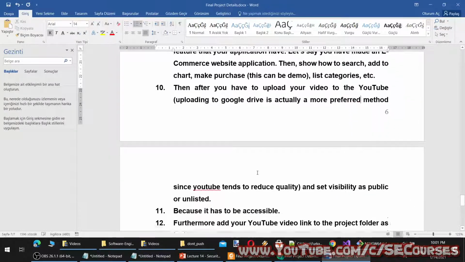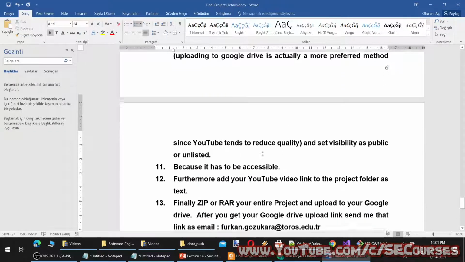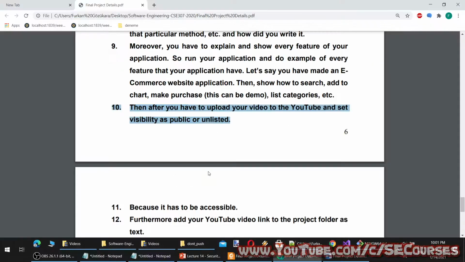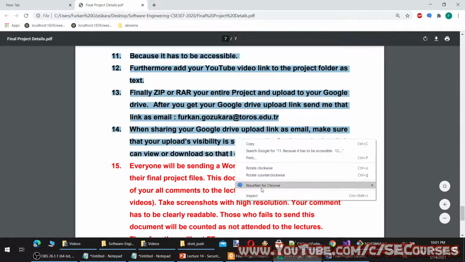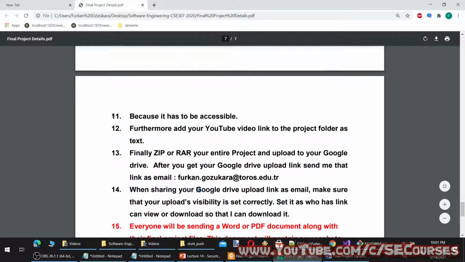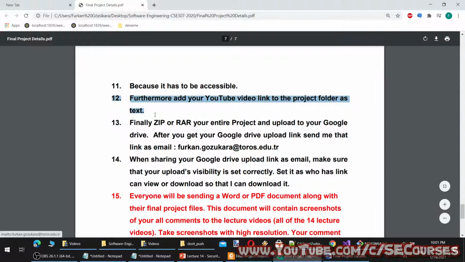Okay, and let's continue. Because it has to be accessible. 12. Furthermore, add your YouTube video link to the project folder as text.